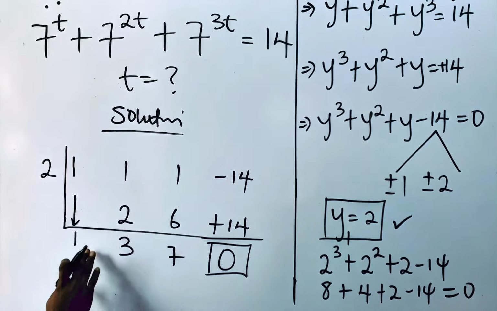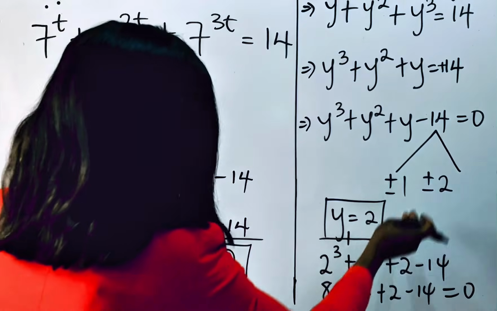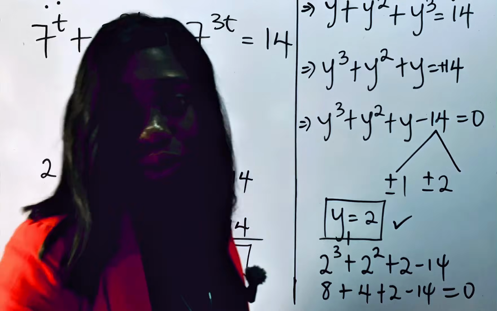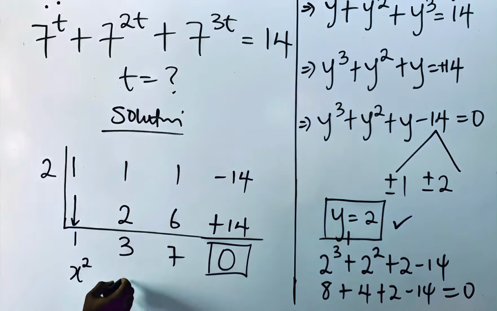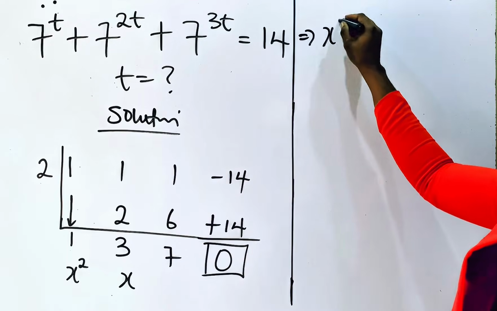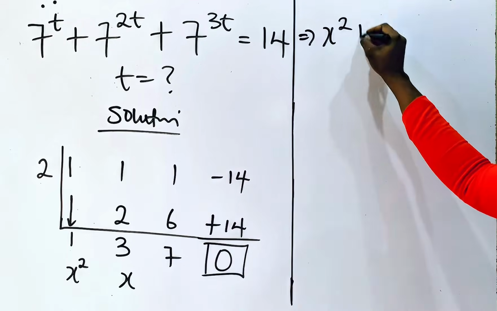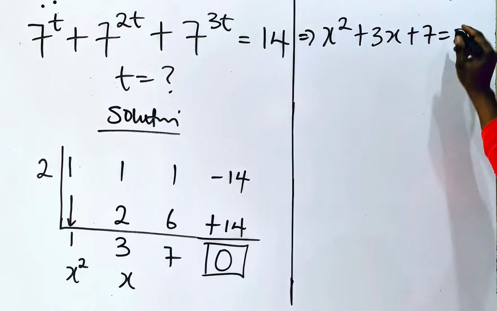Now that we have gotten this, we can use it to form the quadratic. You know that when you divide a cubic by a linear, it results in a quadratic. So forming the equation from here, this takes the x squared, this one takes the x, and this becomes the constant. Let's do that together. Multiplying this gives you x squared, then this gives us 3x, remember it's positive, plus the constant term, and this is equal to 0.